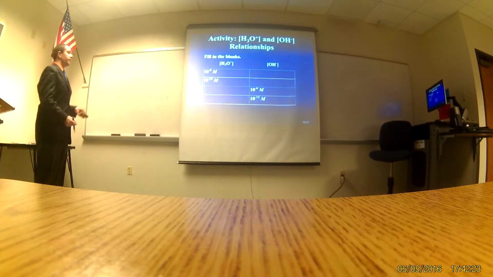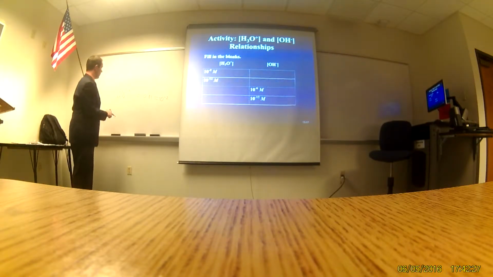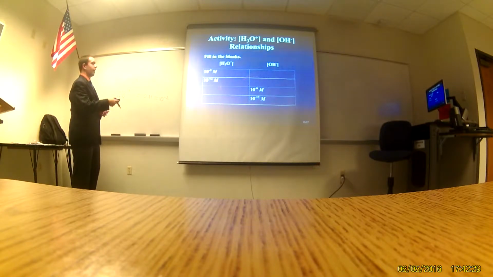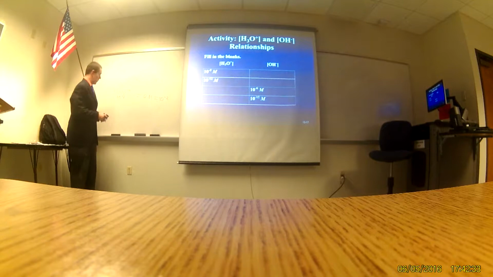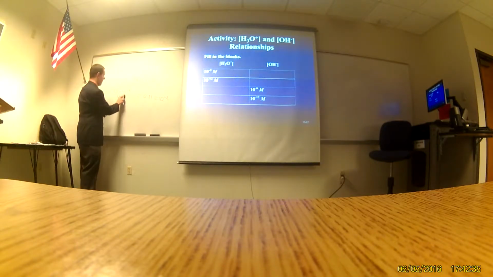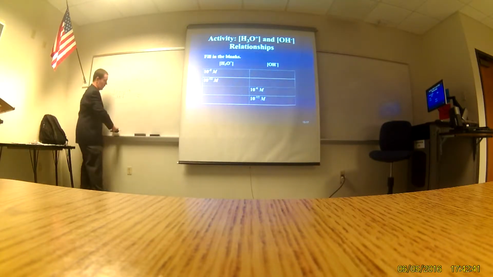Now let's go the other way. Here we know the hydroxide ion concentration, but we have to find H3O+. The math is exactly the same. We can still just put in 10 to the negative 6 here. And what do we get?